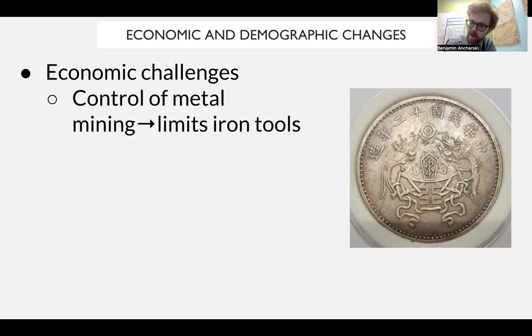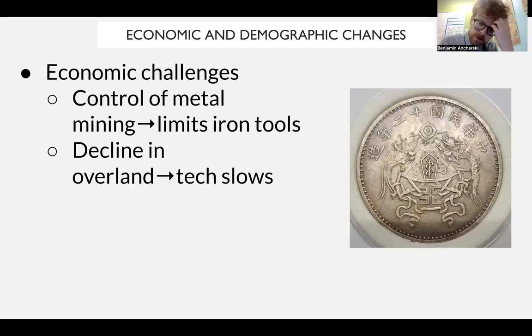And that's going to have an impact of limiting iron tool production. And iron tools are needed by peasants to do everything. It's going to make iron tools a lot more expensive. Peasants have to pay higher prices for tools. And that's going to kind of be a symbol of weakness, the fact that it's so hard for peasants to get the things they need for their everyday life.